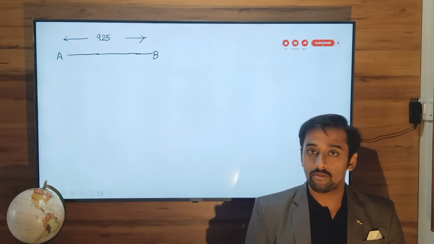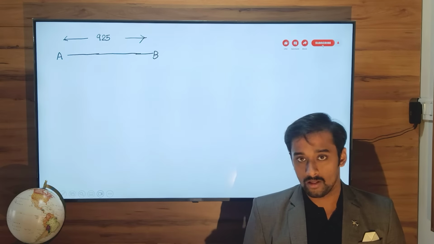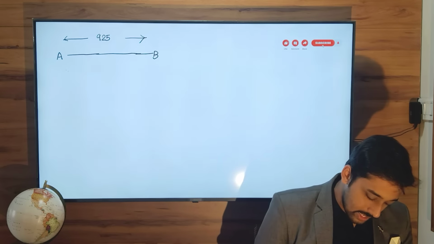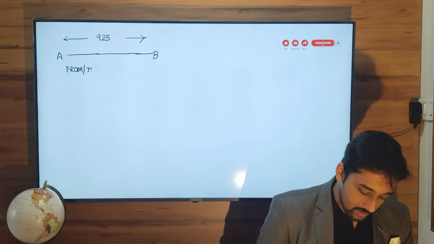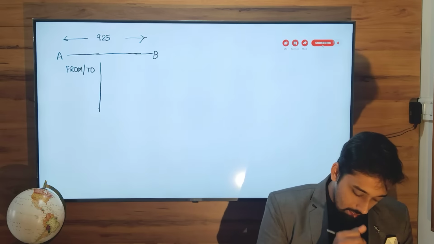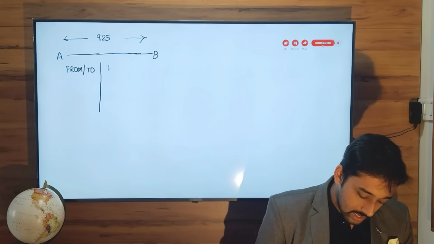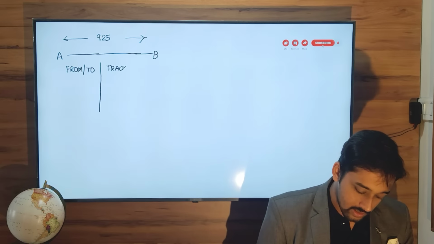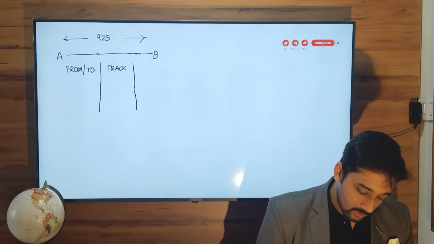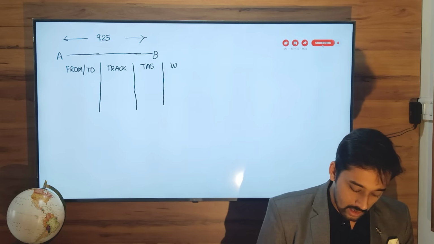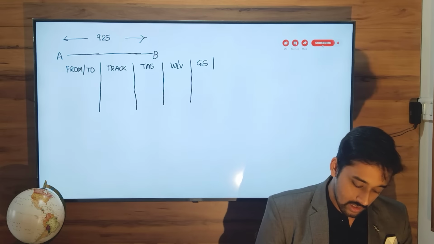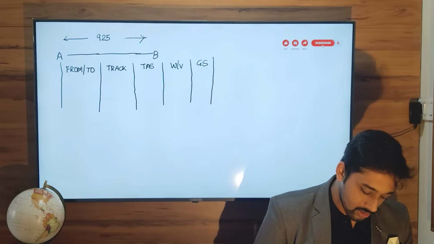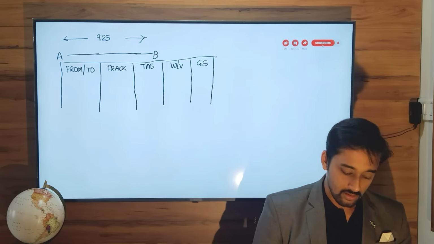Now for every critical point sum, you will have to draw a table. So that table will look something like this. From, to, after that, a column for track, a column for TAS, a column for wind velocity, and a column for ground speed. So a table like this you will have to draw.